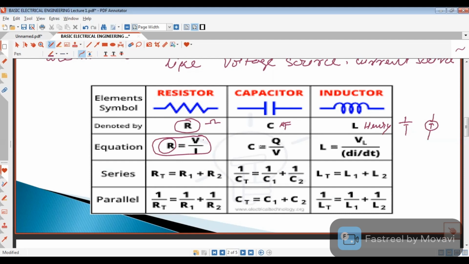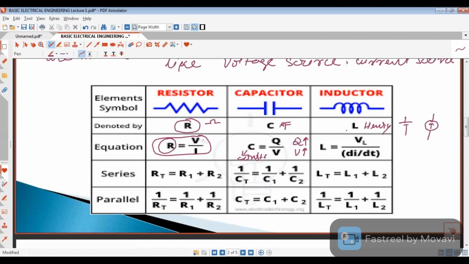And for capacitance, C, you have already studied this: it is Q by V, the ratio of Q by V. If you increase Q, V will also increase, so that C remains constant. C does not change. If someone asks you, if increasing the charge, does capacitance increase? No, capacitance will not increase. If we increase the charge, the voltage will increase also, and so the ratio remains constant.